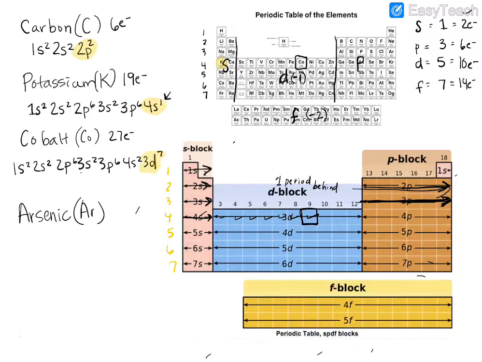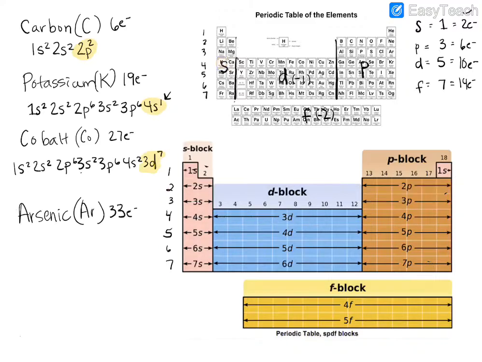And lastly, we'll do arsenic real quick. So you've got arsenic. I'm going to clean up the table a little bit. All right, so arsenic has 33 electrons. It is over here in the P sublevel block area. All right, so it's actually in our 4th period, and it's in the P sublevel block. So it's actually right here. So I can go ahead and mark that. All right, so here's arsenic.